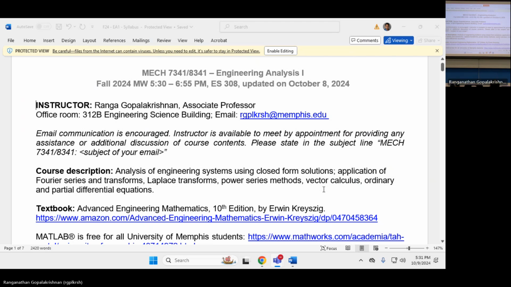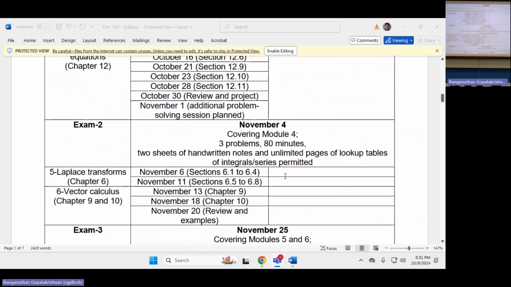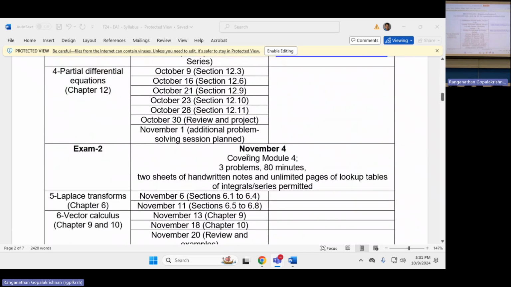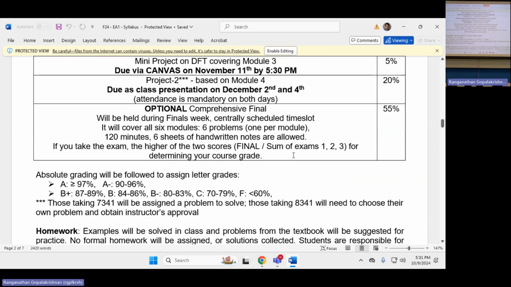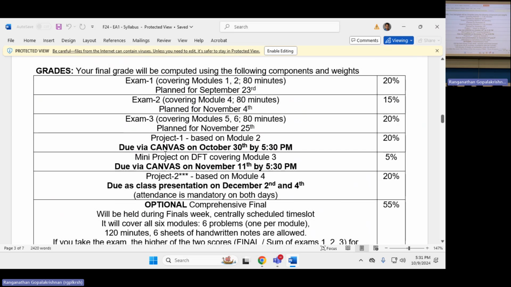Good evening. So I told you about the change in the way I want to evaluate partial differential equations and Fourier series last lecture. I summarized that discussion in the syllabus. So if you go under exam 2, it's going to be only 3 problems and 80 minutes covering only module 4. And if you go under the course grade distribution, you will see a mini project appearing for 5%, and the exam 2 is being reduced to 15%.